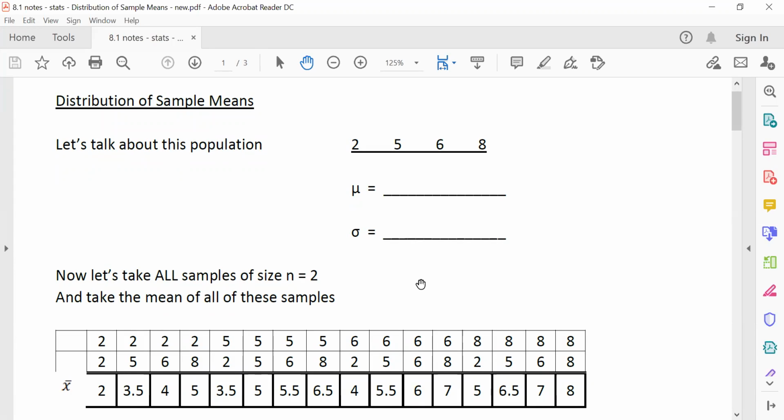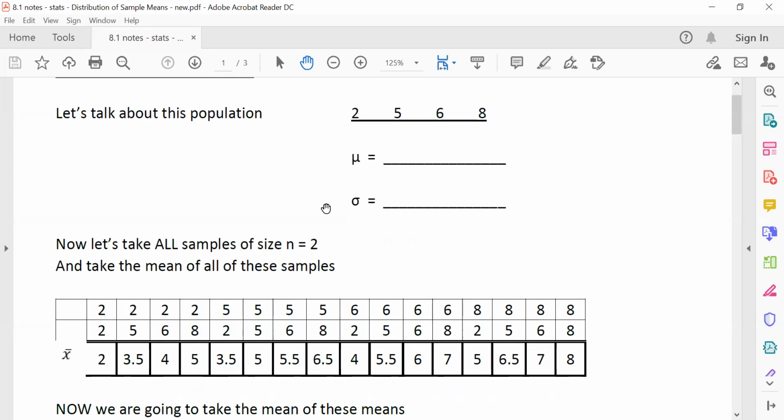Okay, so we can talk about this population. Let's say there's 4 elements in this population. What we want to do is compute the mean and standard deviation. And remember, this is a population mean and standard deviation. So we can do that.